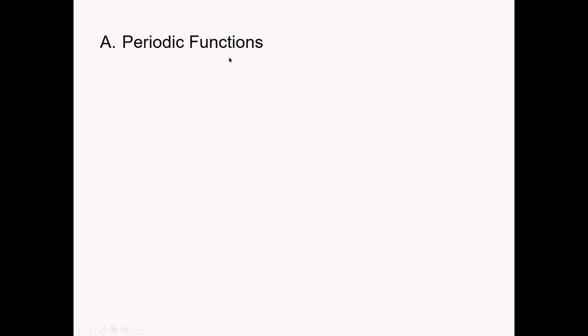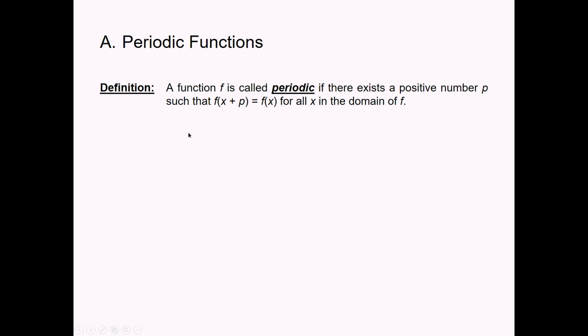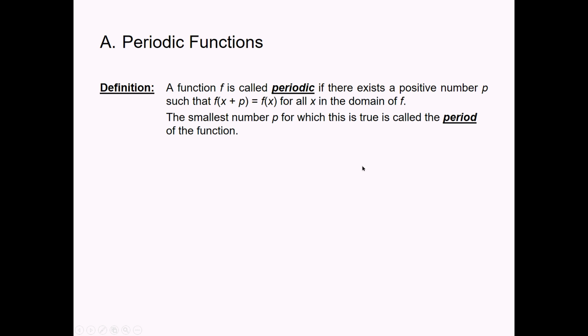So part A here, periodic functions. Definition: a function f is called periodic if there exists a positive number p such that f of x plus p is equal to f of x for all x in the domain of f. The smallest number p for which this is true is also called the period of the function. So the smallest positive number p that makes this true is the period.